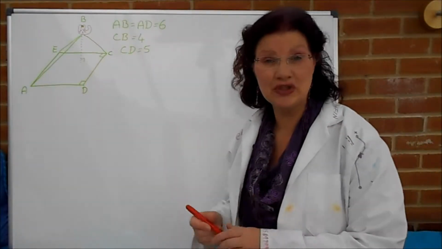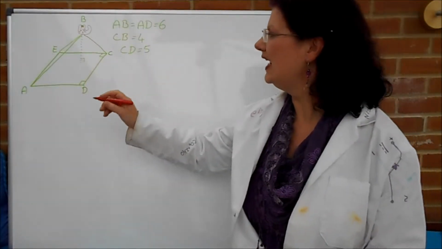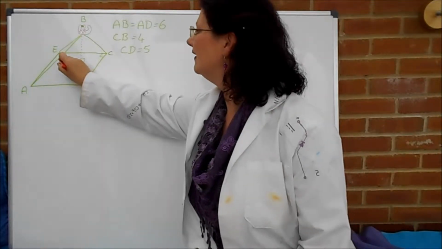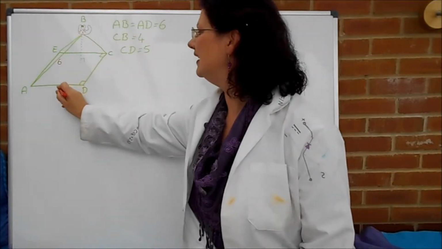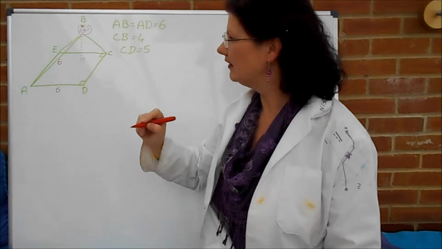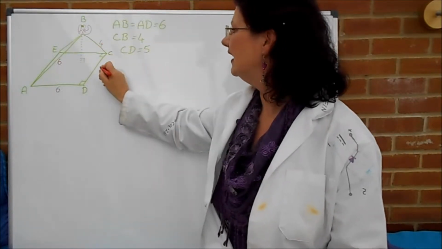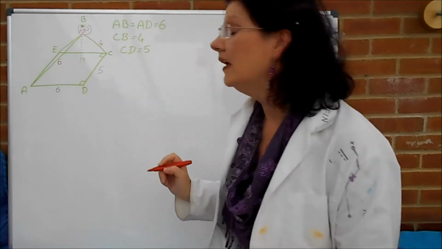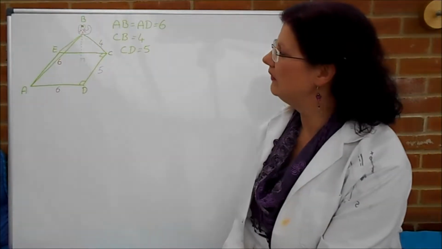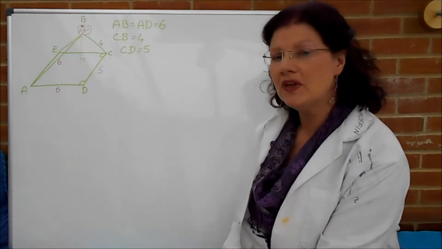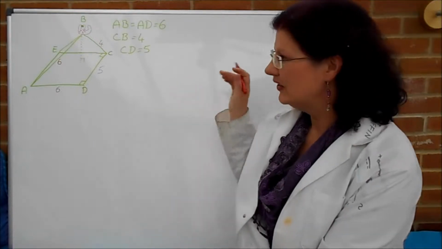Right, the first thing to do is to put on some dimensions. We're given AB, which is this one here, and AD are both 6. We have CB is 4, and CD is 5. The base is a rectangle of 5 and 6, so a simple bit of Pythagoras will find us the diagonal.